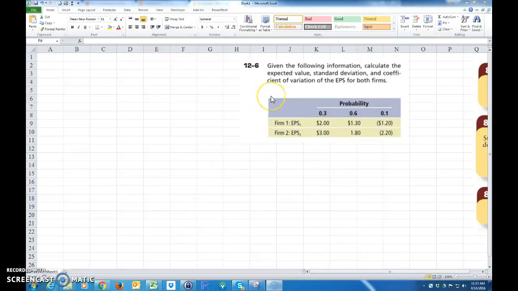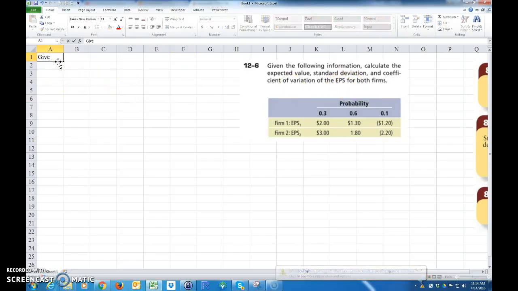Okay, I'm going to go over a problem where we have the earnings per share and a discrete probability distribution. There's a 30% chance of a good economy, where you're going to get high earnings. A 60% chance we could say is an average economy, and a 10% chance the economy is going to be bad for these two companies, and you're going to have negative earnings per share. The problem says, given the following information, calculate the expected value, the standard deviation, and the coefficient of variation of the earnings per share for both firms.